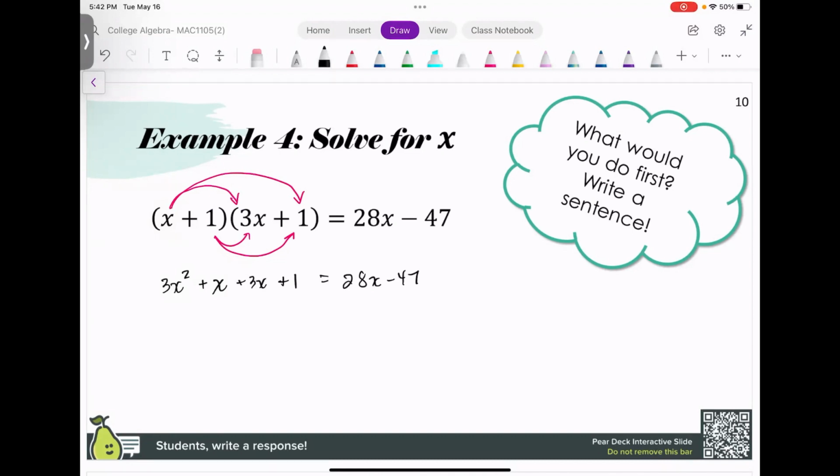I saw somebody else say after distributing, they'd combine like terms on the left, and that's what we are going to do right now. I see that this x and this 3x are like terms. So we're going to add them up. 3x squared plus 4x plus 1 equals 28x minus 47. And this is the point where we say, hey, the exponent of 2 means standard form.